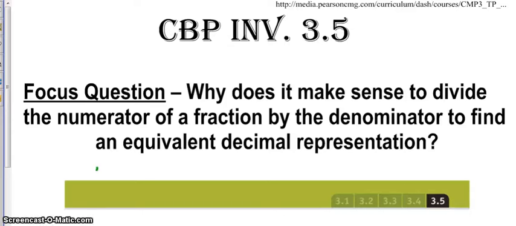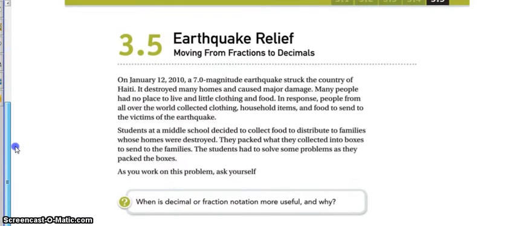All right, today we are going to wrap up our Comparing Bits and Pieces Investigation 3 with Lesson 3.5, which is basically moving from a fraction to a decimal. And so we're going to really be talking about why it makes sense to divide the numerator by the denominator to find an equivalent decimal. All right, so let's move down here.